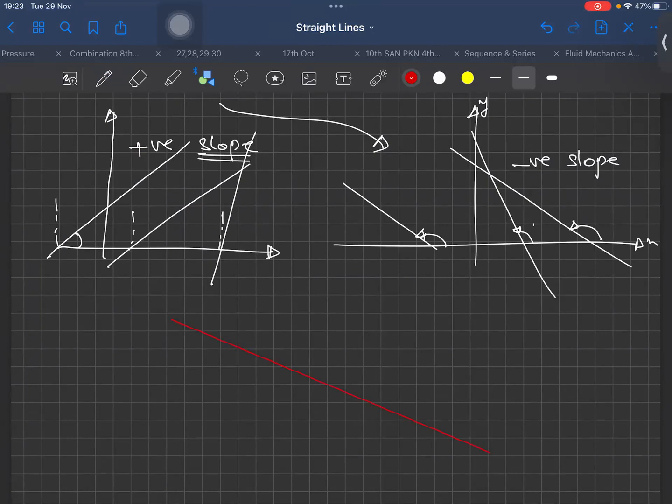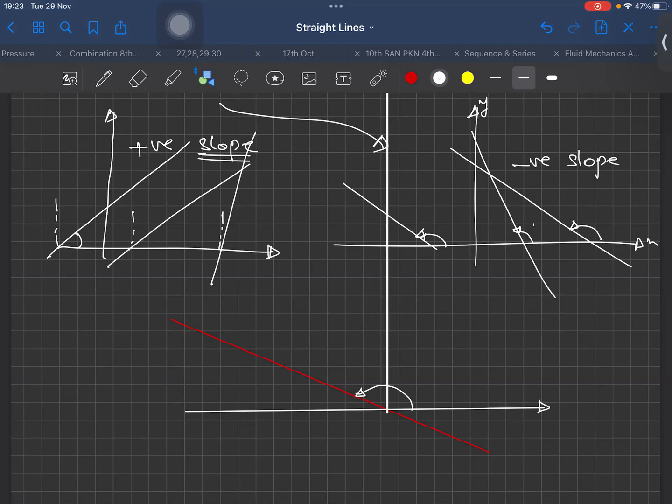First, you will always draw the x-axis. The x-axis is the horizontal axis, right? So the horizontal axis you have already drawn. Now you draw this angle here. Now, how do you know it is greater than 90 degrees? Because you can draw a perpendicular exactly at this point of intersection.